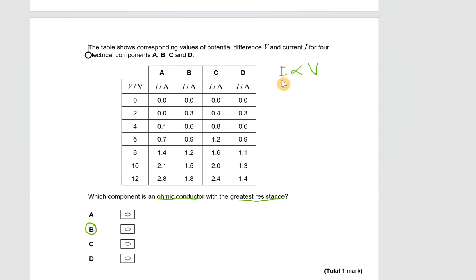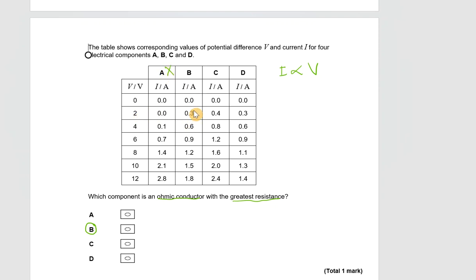So let's just have a quick look and see which one of these is proportional in terms of potential difference and current. So let's look at A. The potential difference is 2. If we double the potential difference to 4, well, we don't get a doubling of the current, we get an infinite increase, so it certainly can't be A.